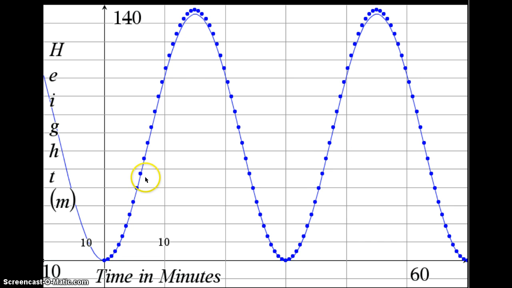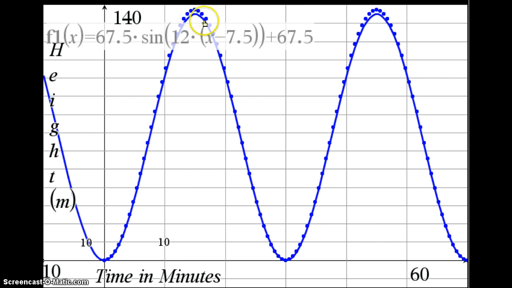As you can see, we've done pretty well. The function goes up to that maximum and then down to the minimum for one complete revolution.